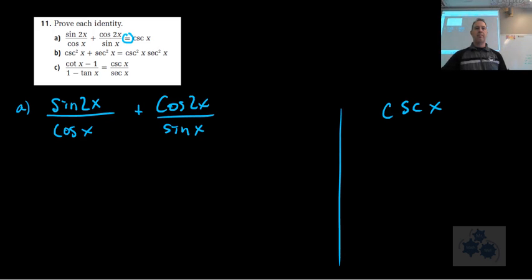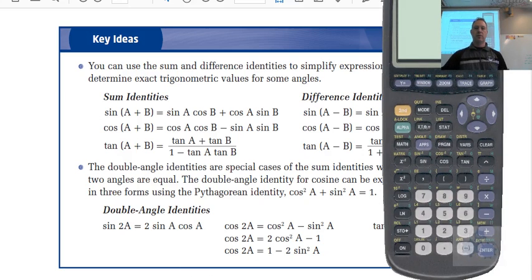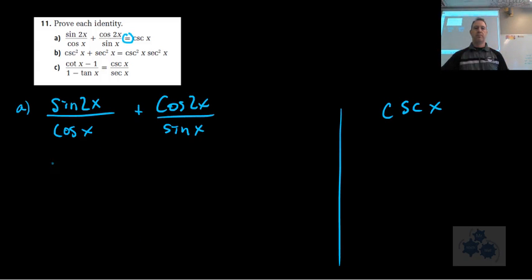All right, so what do we got? So sine of 2x, do you see it right here? This would be a great place to start. 2 times sine x cos x. Let's do that. So 2 sine x cos x. See, that's the same as this, using those identities.